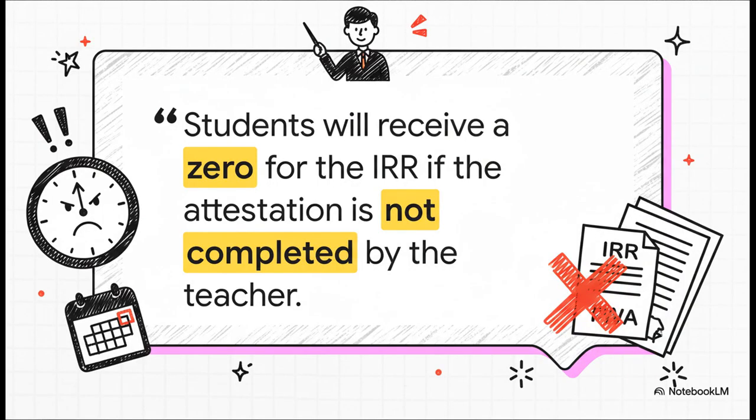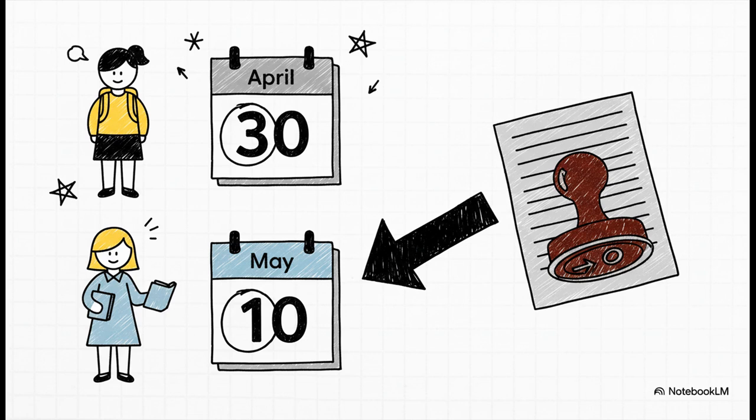And if you need to understand just how serious that May 10th deadline is, just look at this direct quote from the official guidelines. Students will receive a 0 for the IRR if the attestation is not completed by the teacher. That's not a suggestion, folks. That is the rule. And the same thing applies to the IWA. Let me be perfectly 100% clear. April 30th is the student's responsibility. May 10th is your responsibility.